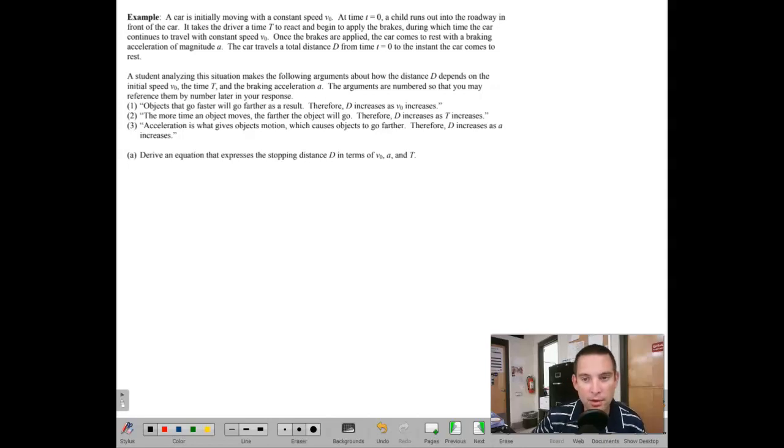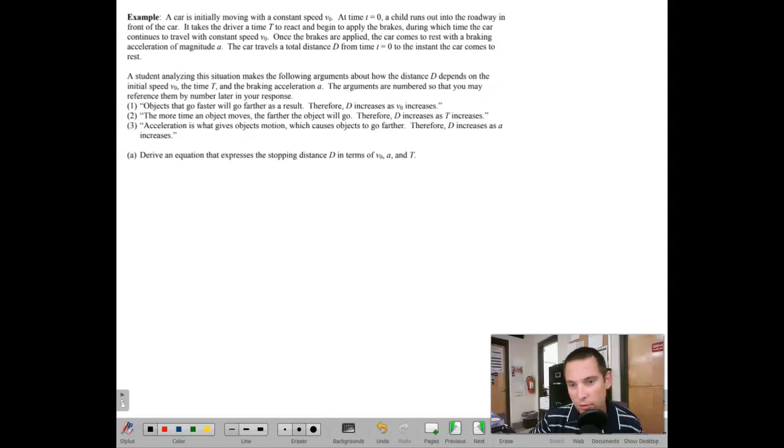A student analyzing the situation makes the following arguments about how the distance big D depends on the initial speed v naught and the time and the braking distance. The arguments are numbered so you can reference them by number later in your response. First, the student's argument says objects that go faster will go farther as a result. Therefore, big D increases as v naught increases. Does that sound right? Sounds good to me.